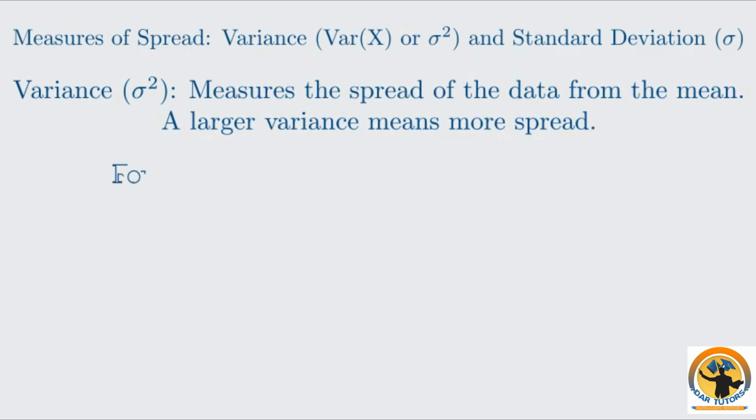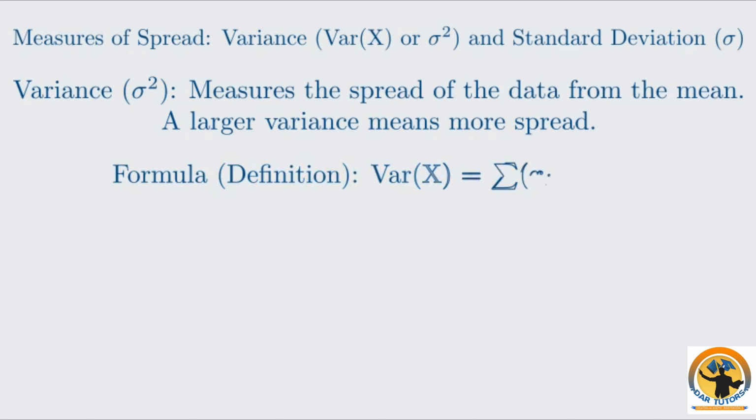The formula for variance is the sum of each value x sub i minus the mean mu squared, all multiplied by its probability p sub i. This gives more weight to values that are further from the mean. This is the definition, and we'll use a more convenient computational formula later.